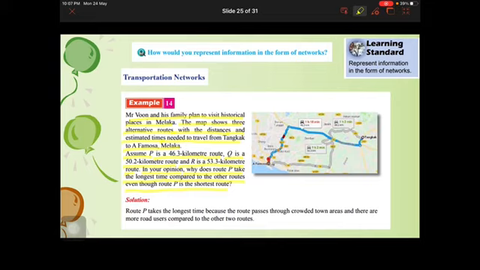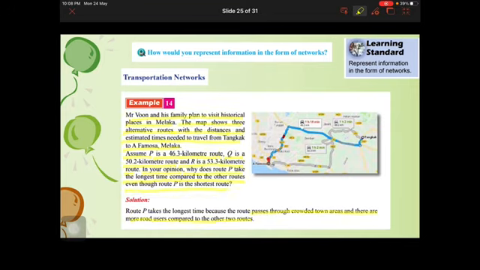So why did route P take a longer time than the other routes? It takes the longest time because the route passes through crowded town areas and there are more road users compared to the other two routes. That is why, even though the distance is shorter than Q and R, it takes more time, because the route is going through the town and cities. It's a very busy route. That is why the time taken is longer than the two routes.